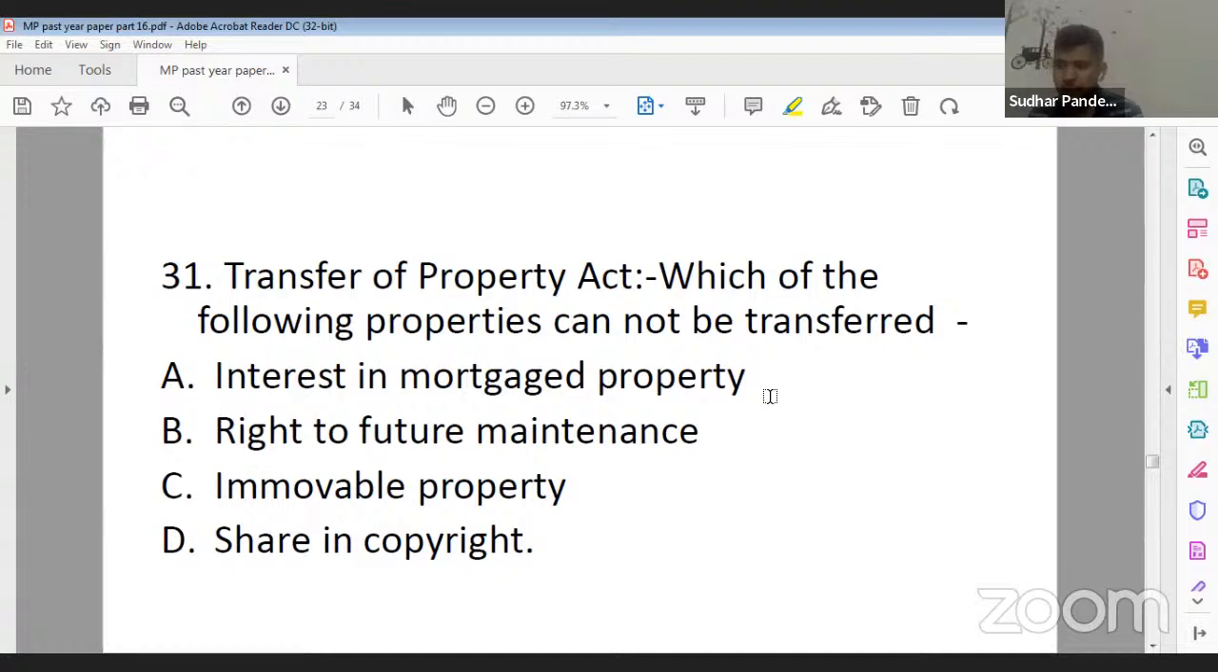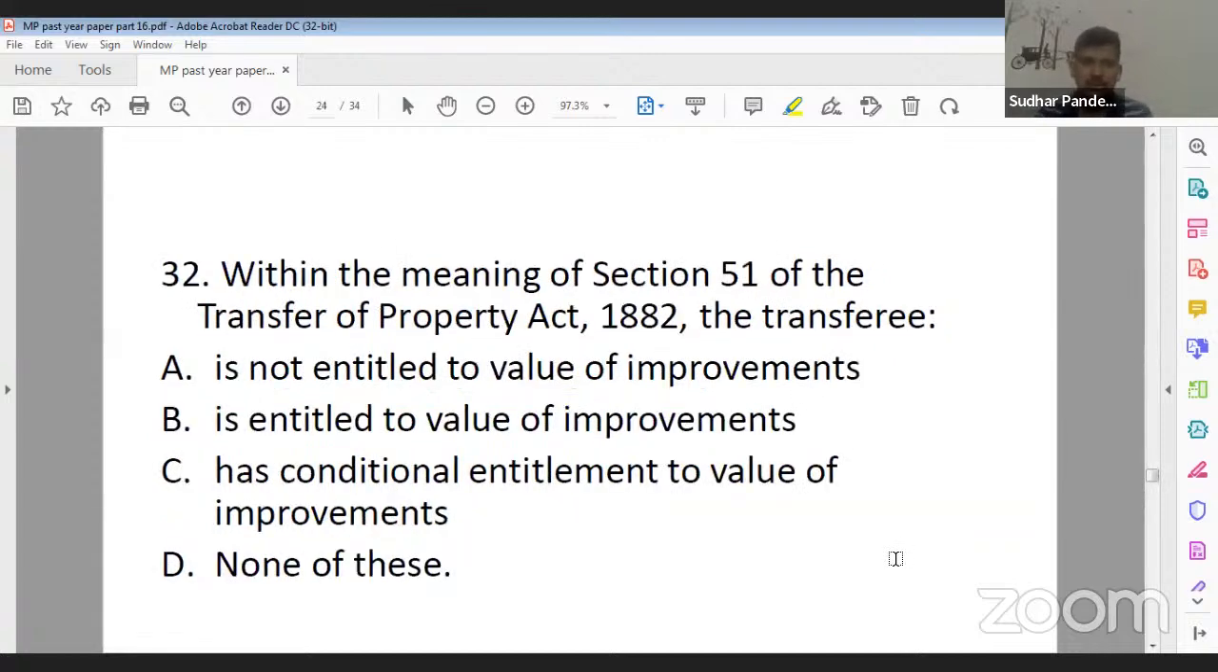Yes, Ankita Gupta ji, 30 ka A is the correct answer. 31, what should be the correct answer? So its correct answer is B for Bangalore. That is right to future maintenance. Question number 32. Within the meaning of section 51 of the Transfer of Property Act, the transferee, option A, is not entitled to the value of improvement.